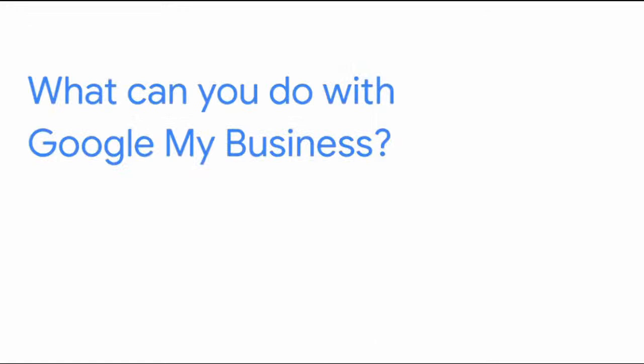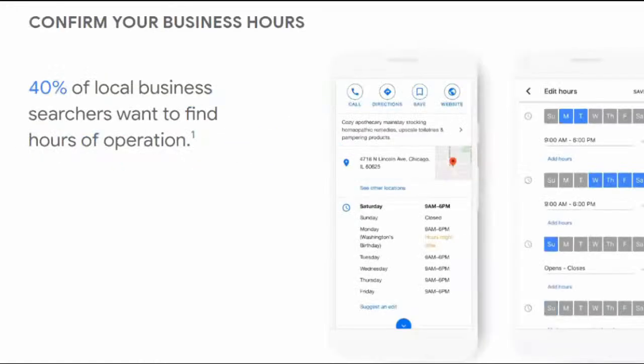Let's talk about the things that you can do with Google My Business. Well, to start with, you can edit your hours of operation from the Google My Business dashboard and the app.